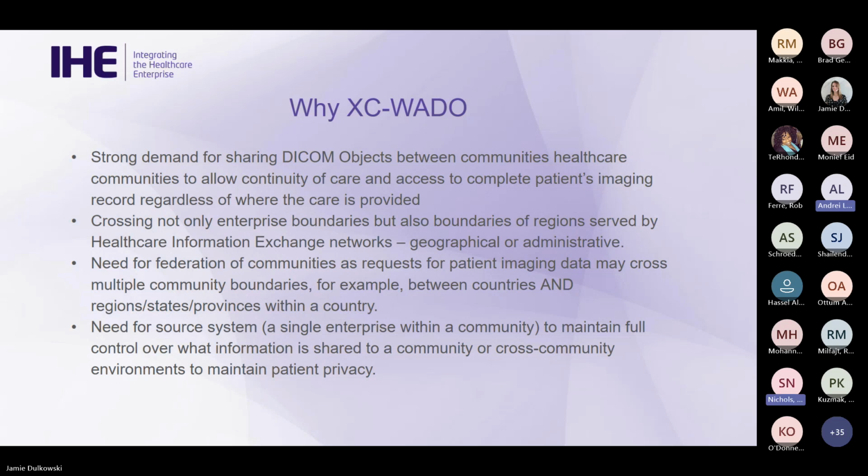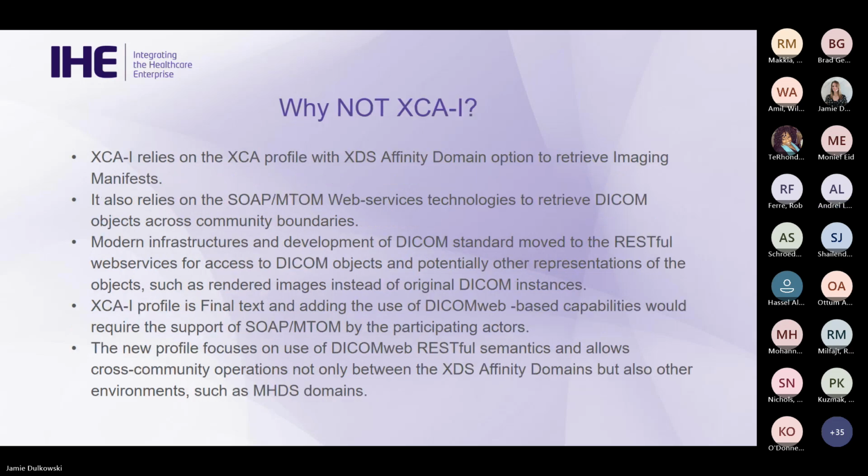And finally, but not necessarily the least important, is that the source system, the system that actually usually produced the data and also decided to publish that for being shared, still needs to maintain full control over what information is shared to a community or cross-community access. Next slide, please.